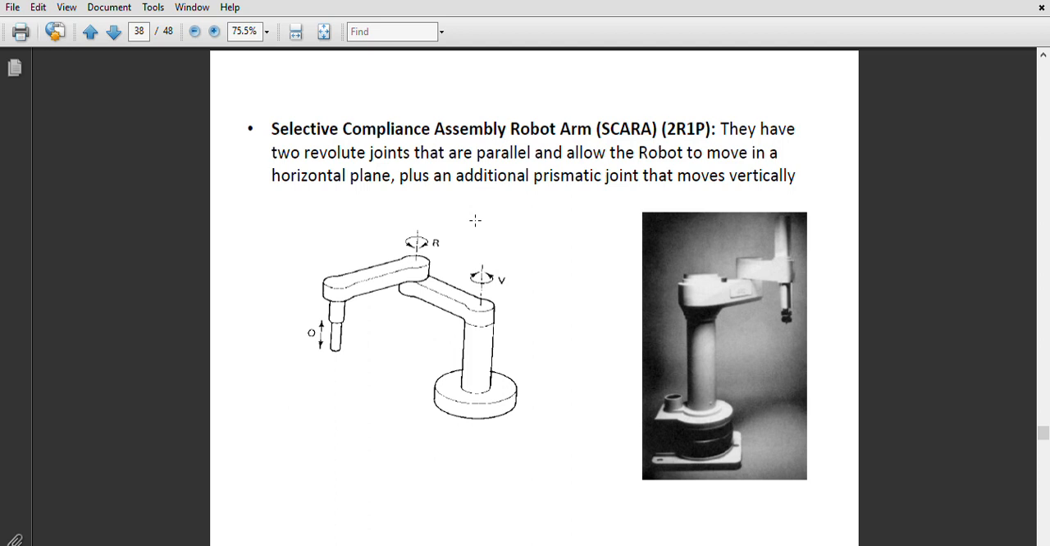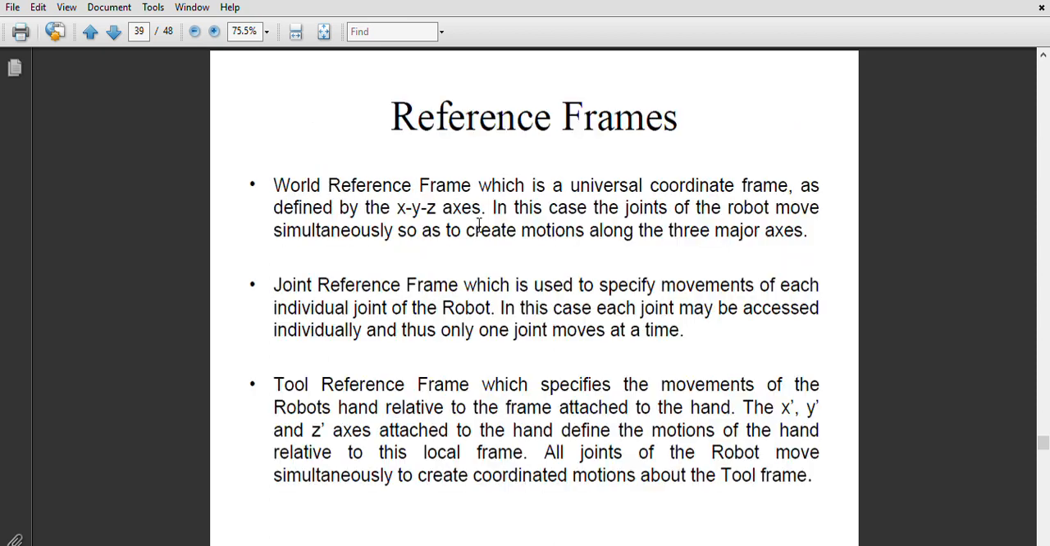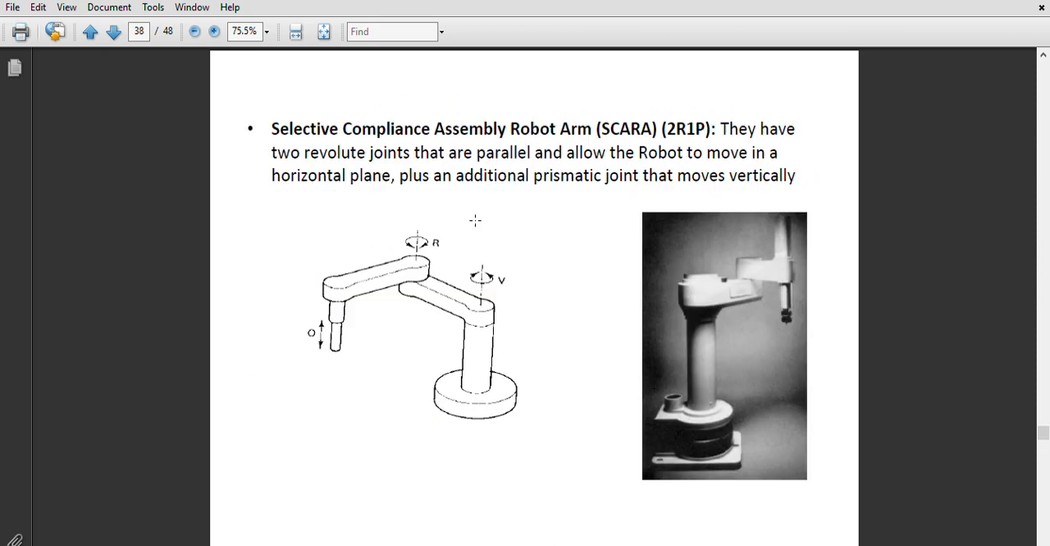This is the SCARA robot, which is most popularly used nowadays. It has two revolute joints that are parallel and allow the robot to move in a horizontal plane, plus an additional prismatic joint that moves vertically. These are the reference planes which we have already seen.